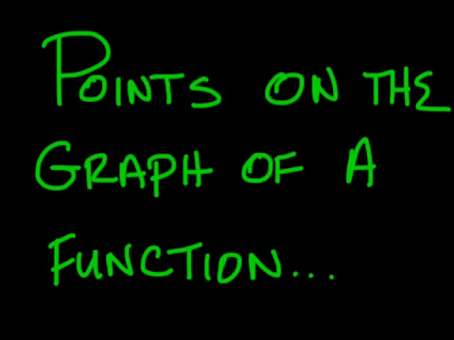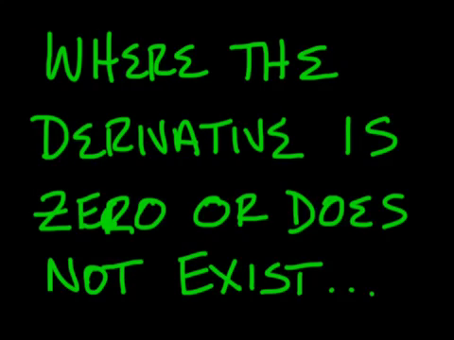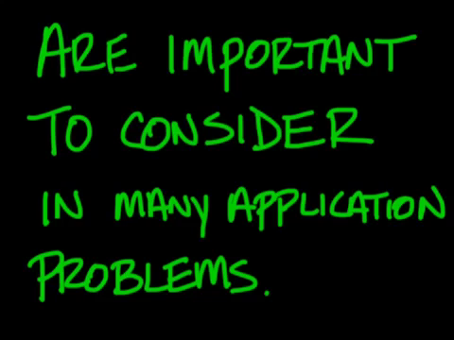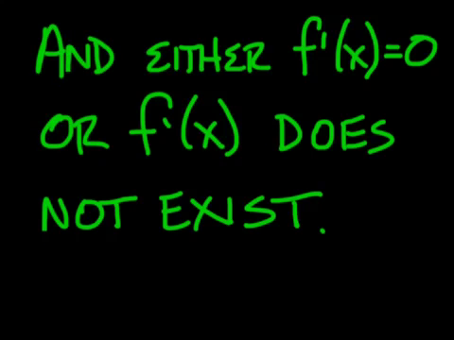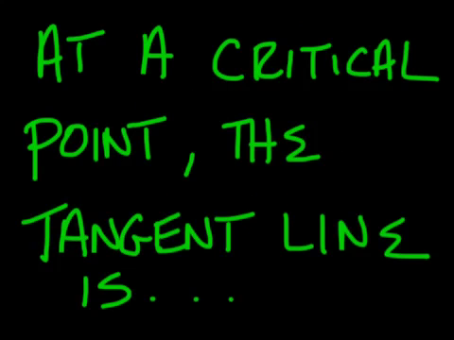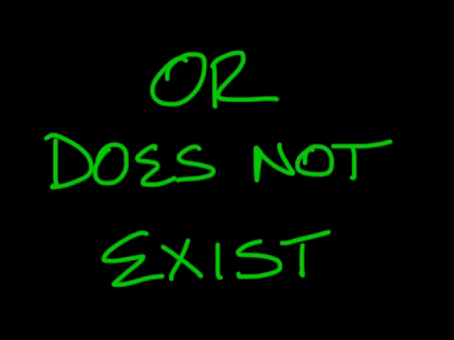Points on the graph of a function where the derivative is 0 or does not exist are important to consider in many application problems. f of x is a critical point if x is in the domain of the function, and either the derivative of x equals 0 or the derivative of the function at x does not exist. At a critical point, the tangent line is vertical, horizontal, or does not exist.